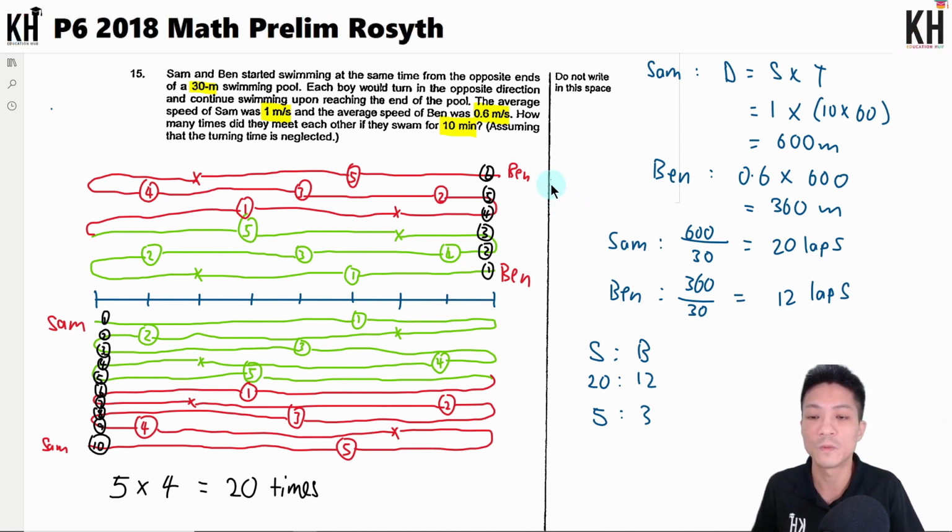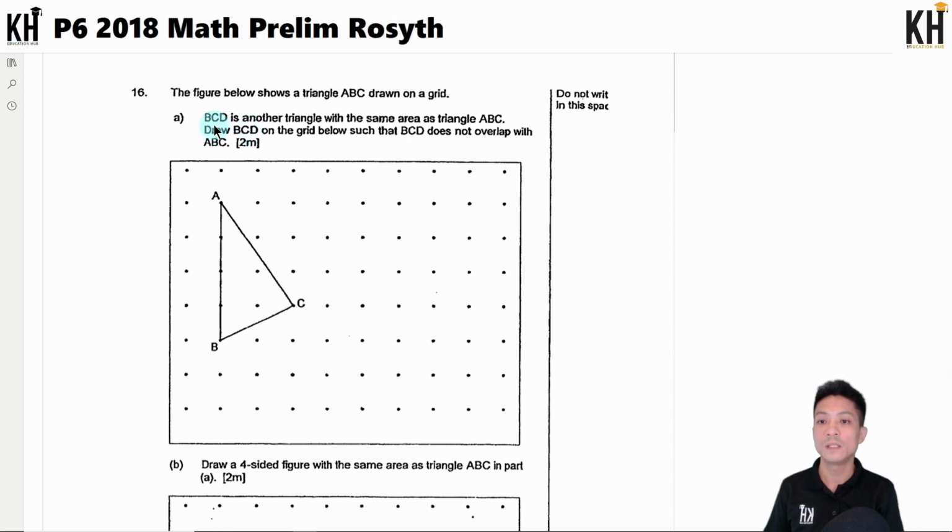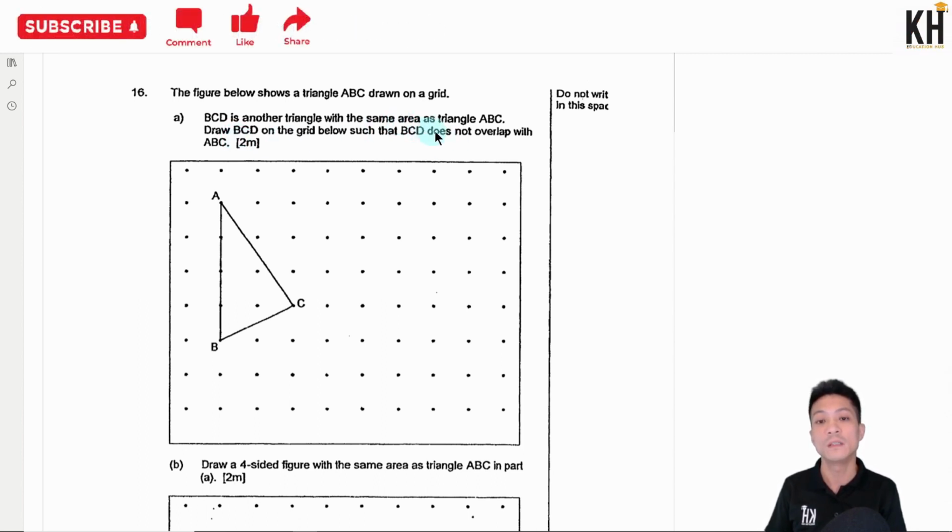Okay, so we're gonna move on to the next question. Question 16. The figure below shows a triangle ABC over here. It's drawn on the grid. BCD is another triangle with the same area as ABC. Draw BCD on the grid below such that BCD does not overlap with ABC.